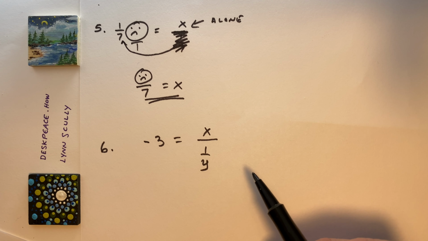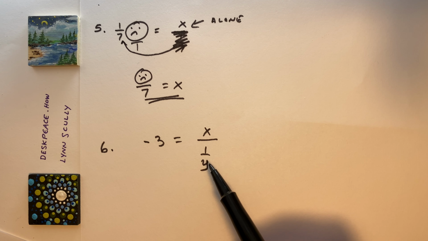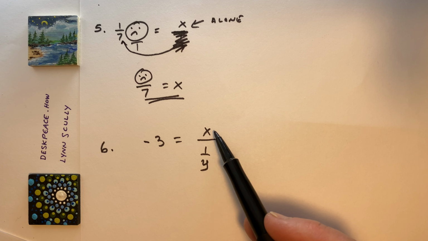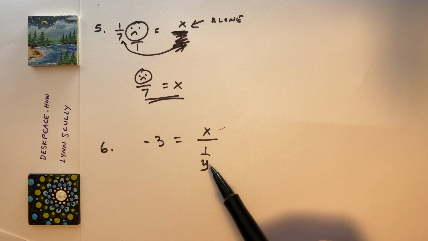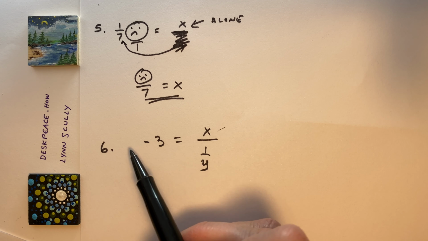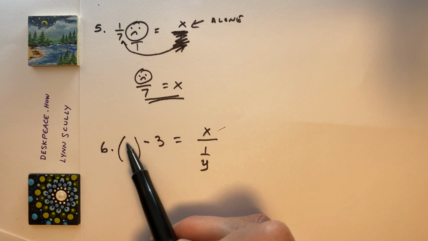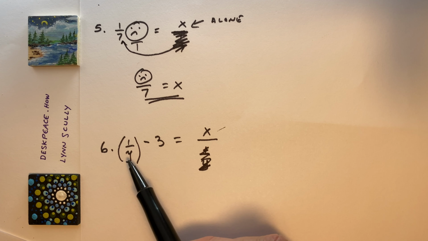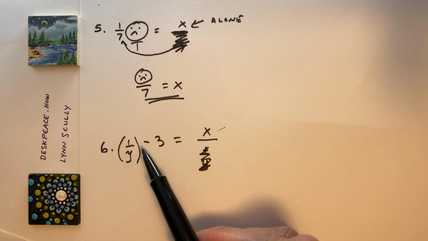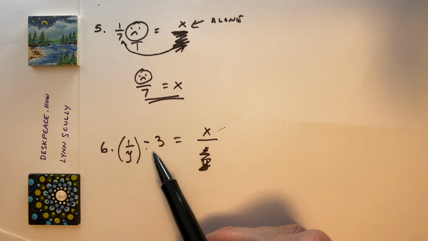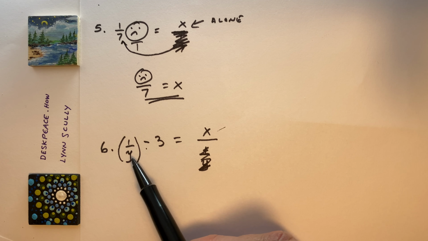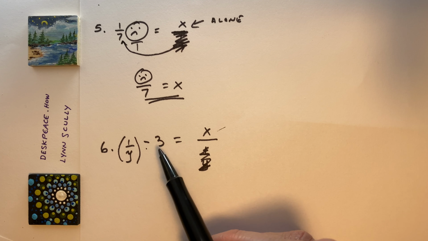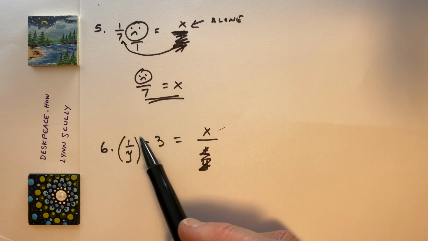Number 6, negative 3 equals x all over 1 over y. Here's my unknown. I want to get him alone. The 1 over y is attached by division. Move it by multiplication. I'm going to put it in a package here, in parentheses, to the other side. The reason I'm putting it in parentheses is because of this minus, and I want this to be multiplication. Otherwise, it might look like 1 over y minus 1/3, but I know I want this multiplication.